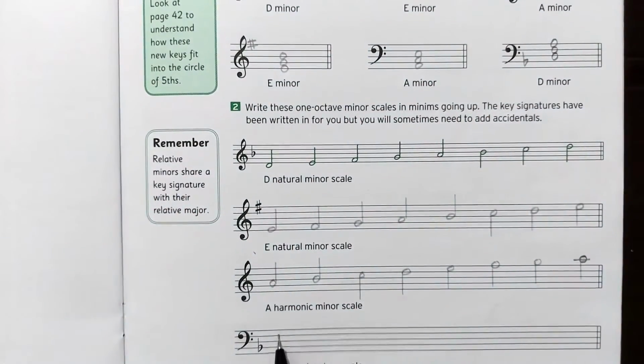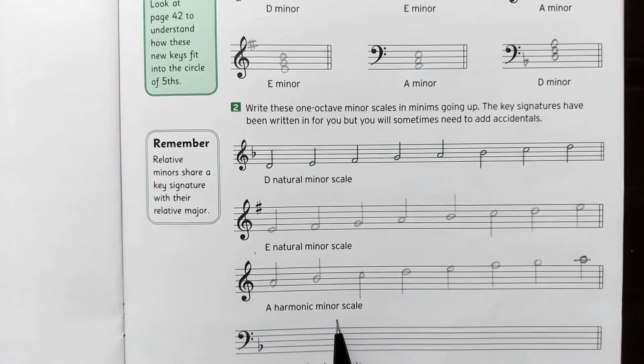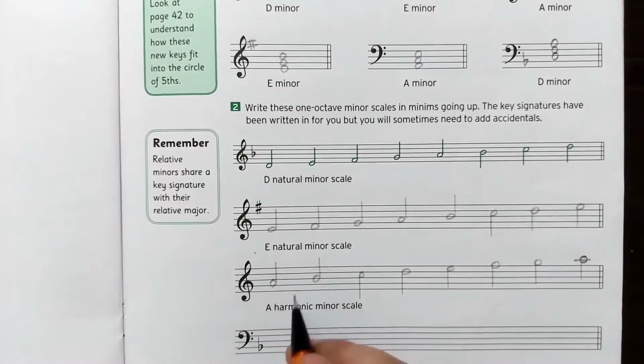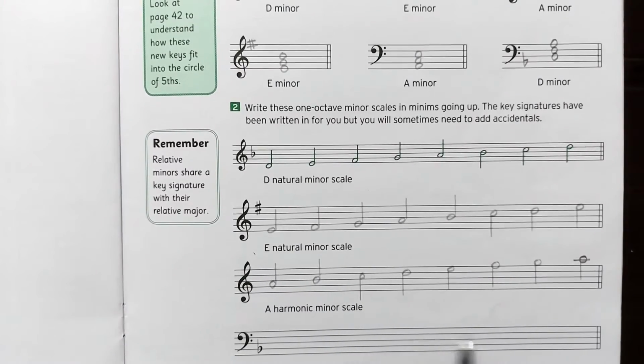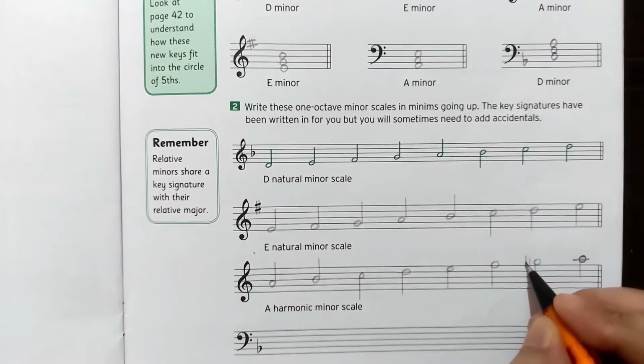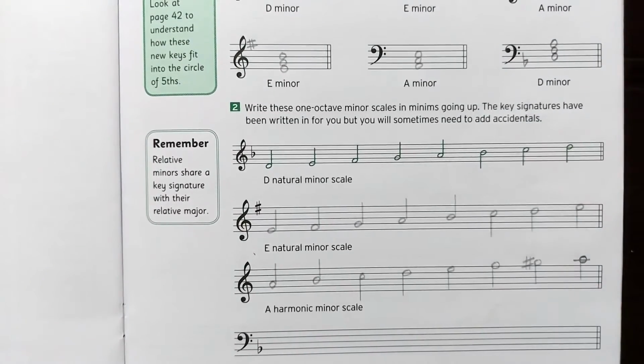Now here we have to make it a harmonic minor scale. We know in the natural scale we don't have to do anything, simple. But in harmonic, we just have to raise the 7th degree by a semitone. So this will make it sharp, and this becomes a harmonic minor scale.